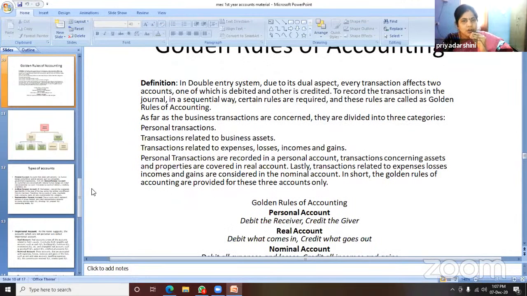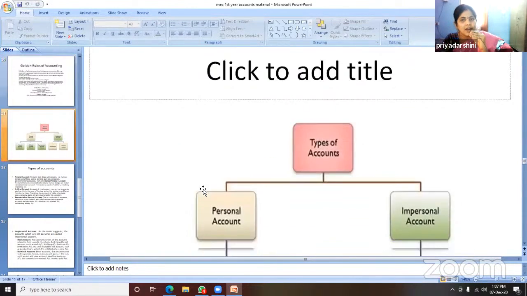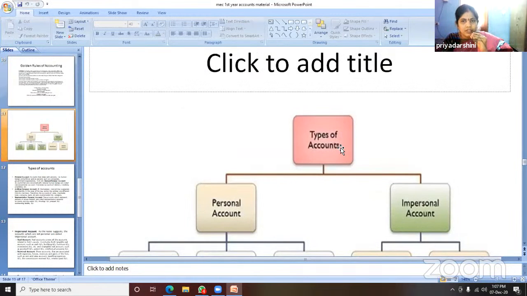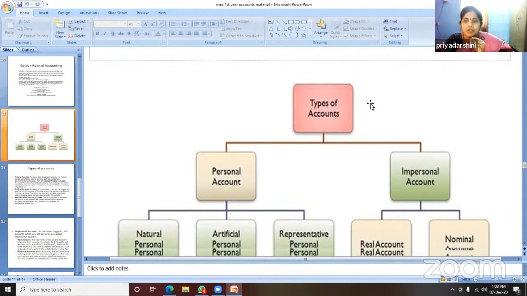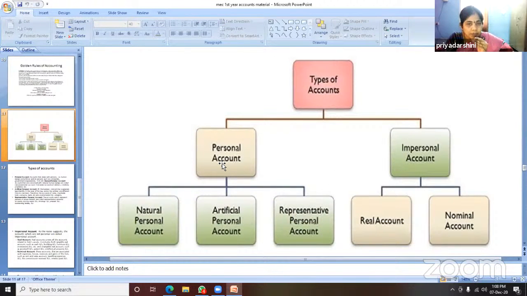So in short, the golden rules of accounting classify the types of accounts. Types of accounts means every transaction will be of a certain nature. The nature of the transaction defines the account, so according to the type of nature we divide into accounts: personal account, that is transactions related to persons, and impersonal account, that is transactions not related to persons.